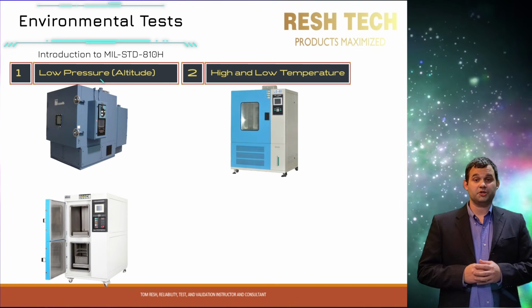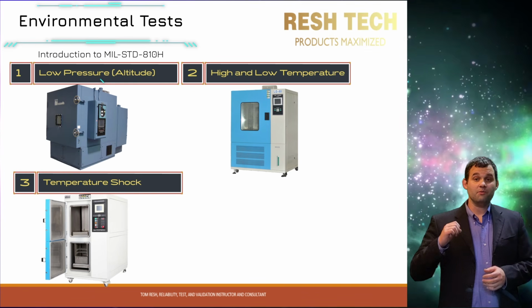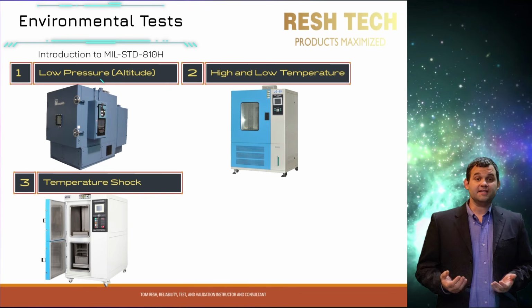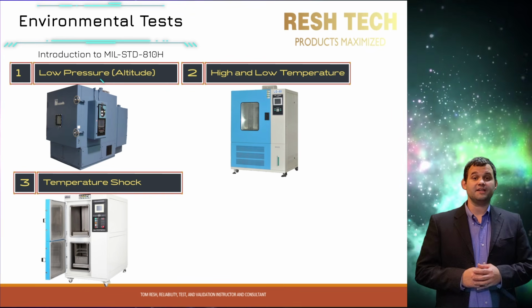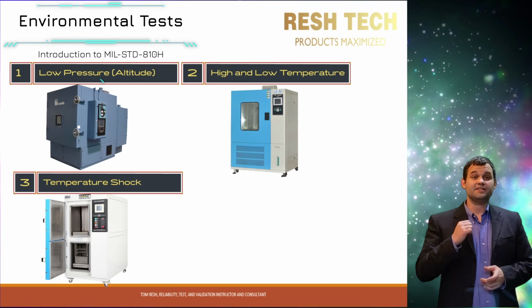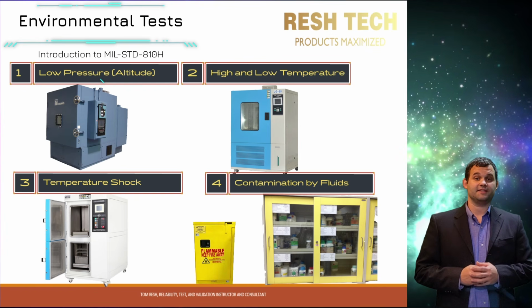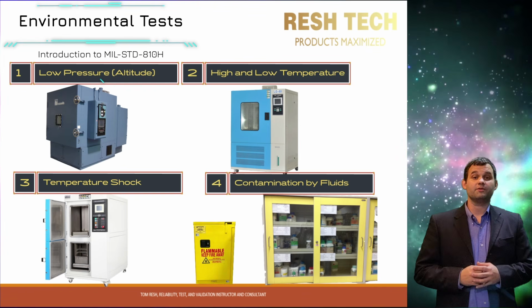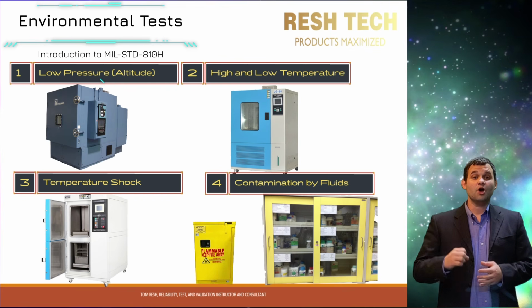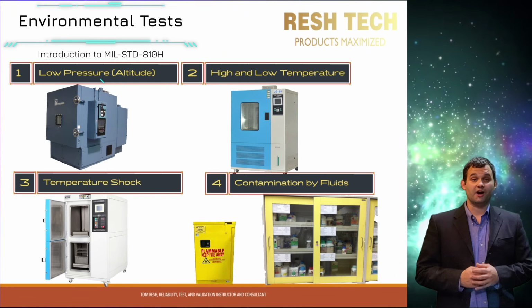We then have temperature shock testing. Temperature shock is a temperature cycling test, but with very high ramp rates. This can simulate things such as aircrafts landing in a desert after a long sustained flight at high altitudes. Next up is contamination by fluids. Accidents happen, that is why this test exists. It evaluates chemical resistance and compatibility of materials when exposed to chemicals it could potentially encounter in the operational environment.